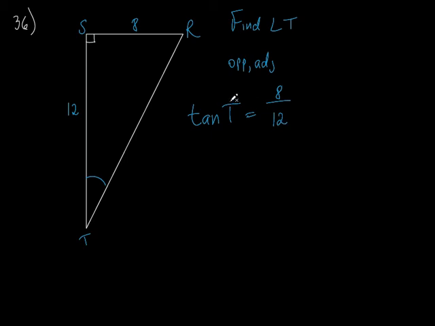Now here's the tricky part a lot of people get confused about. Let's go to a different color. We're trying to find what angle T is equal to. And people that aren't used to trig will look at tangent and say, oh, we'll just divide by a tangent. No, you can't divide by a tangent, but we can do something to it. We can take the inverse of the tangent.